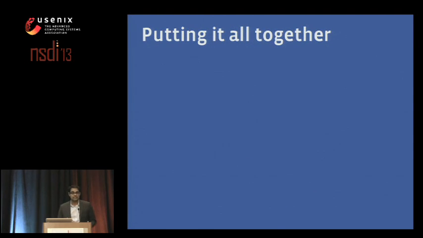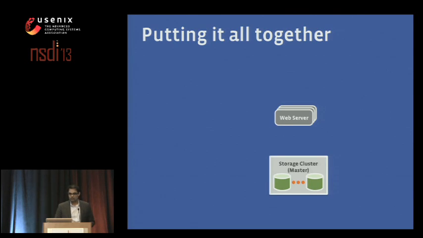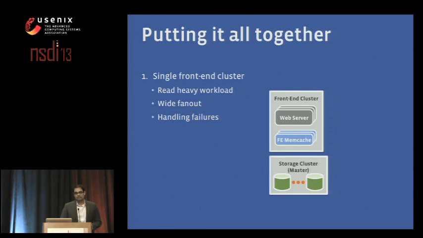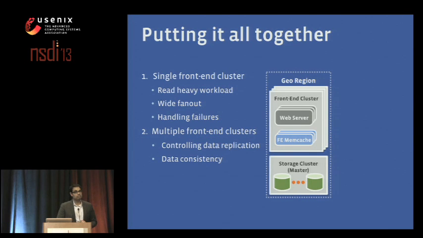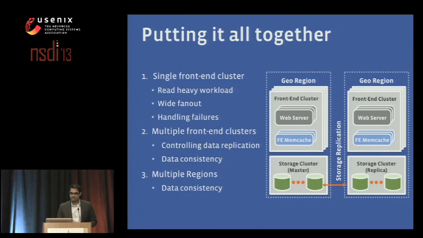So circling back and putting it all together, we first started off with a few web servers and some databases. We then added a front-end cluster. Here, the problem was, how do we deal with a read-heavy workload? How do we do wide fan-out? And how do we handle failures in the system? Then we scaled out to multiple front-end clusters. Controlling data replication and data consistency was an interesting problem here. And then finally, we moved on to multiple regions.